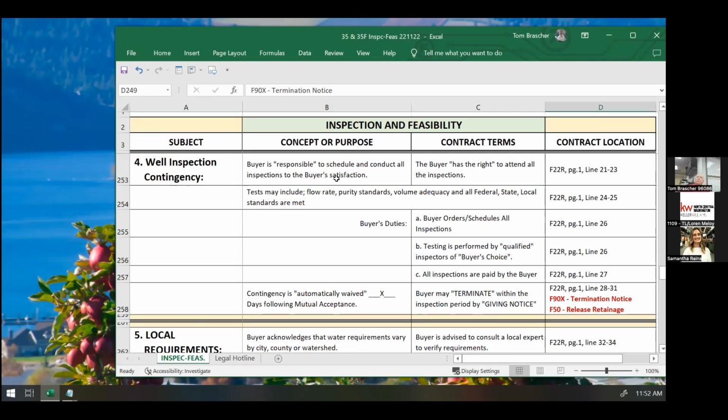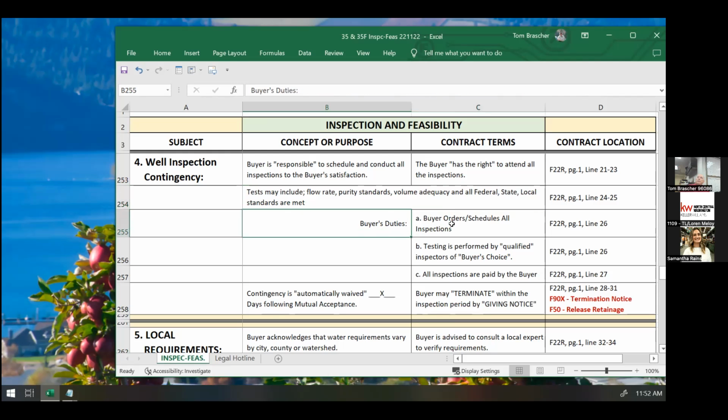And out of that, the buyer has the right to attend any inspections that are done on the well. And to make that clear, the test may include flow rate, purity standards, volume, adequacy, federal, state, local standards. All those things are up for being to the satisfaction of the buyer that they're being met.